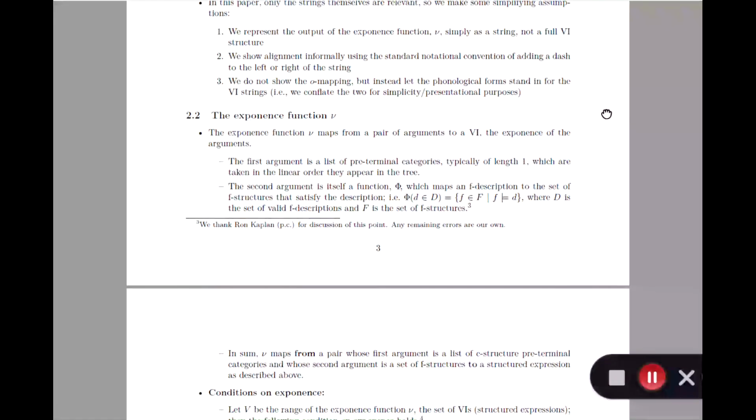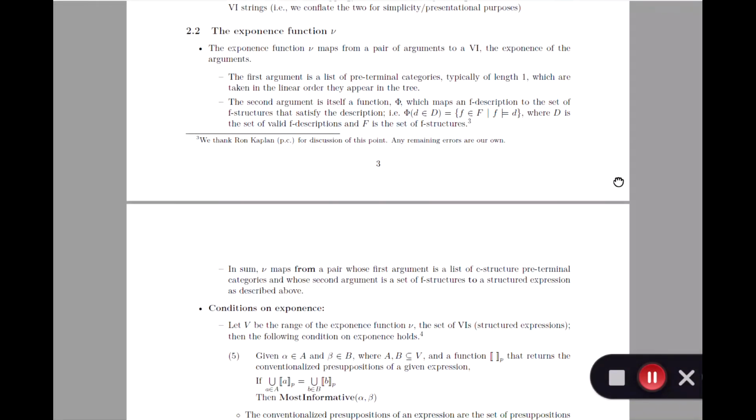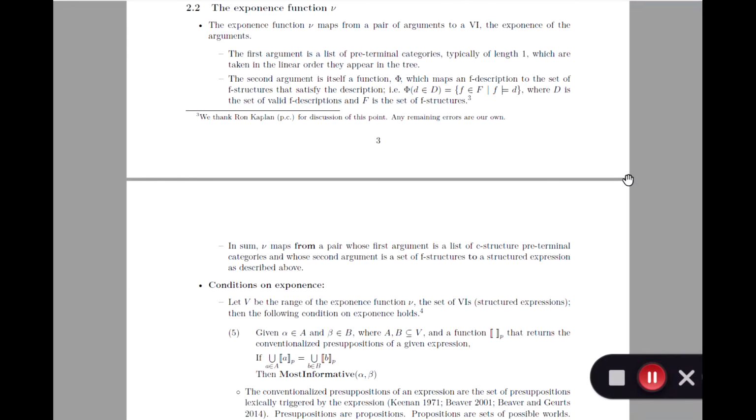Now I'll very quickly go over the exponents function V. And so this maps from a pair of elements to a VI, the exponents of the arguments. The first argument of the exponents function is a list of pre-terminal categories, so noun, verb, and so on. And very typically the list will have a length of 1. So this will be when you have a one-to-one mapping between terminal nodes and VIs. But when you have a VI that spans multiple terminal nodes, the list will have more than one element, which will be taken in the linear order that they occur in the tree.